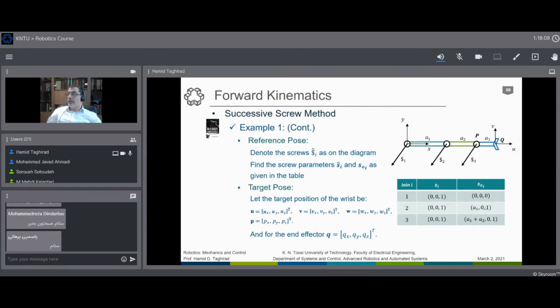A1, this should be equal to 0. I am really sorry, I should change that. We have only A1 and A1 plus A2. These two should be equal to 0. I will fix that in the slide.